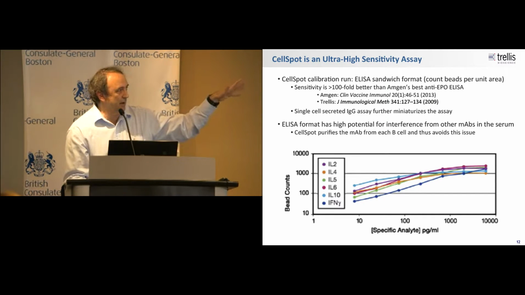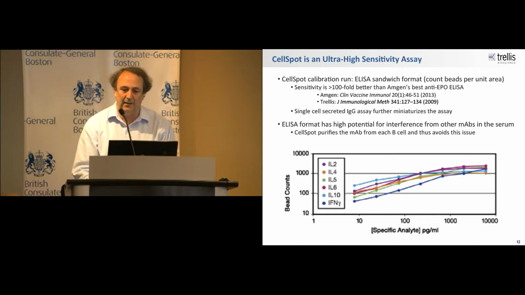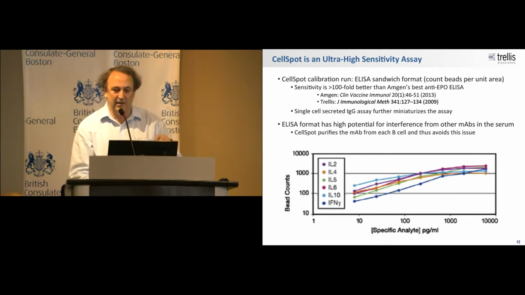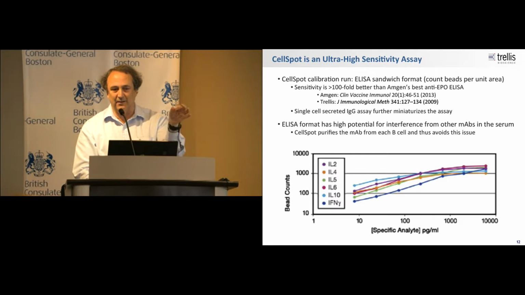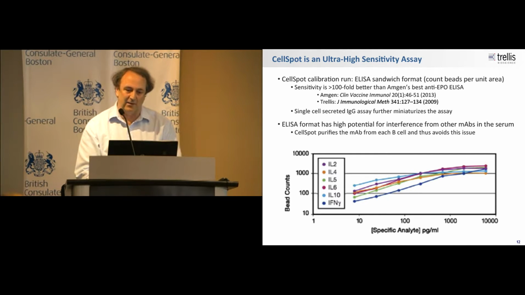So just comparing Amgen's published sensitivity of their ELISA assay for EPO, if we just run this bead-based assay, just looking at a fixed unit of area and counting how many beads, it's about 100-fold higher sensitivity. And then the actual area that we're looking at in the footprint of a single cell is probably another 5-fold or so increase in sensitivity. So we've got a really, really sensitive assay.